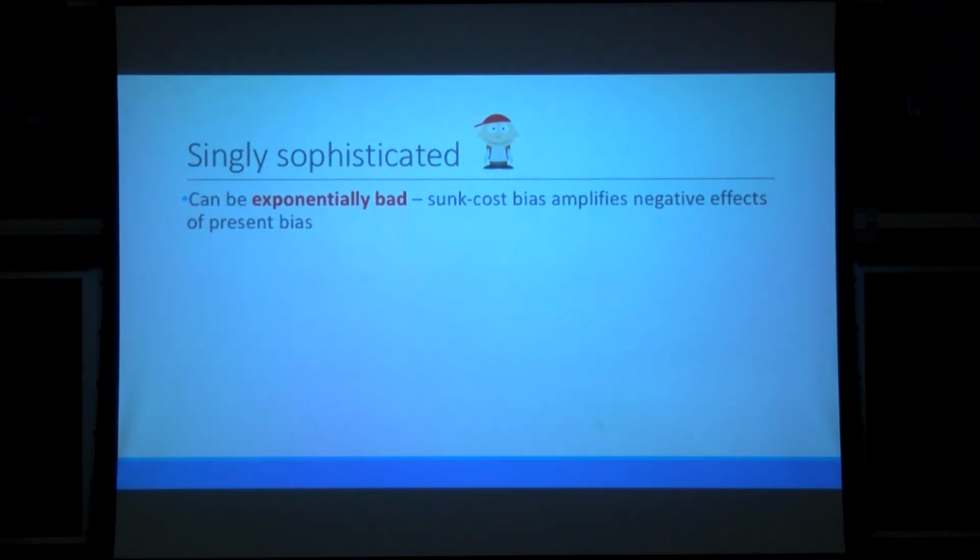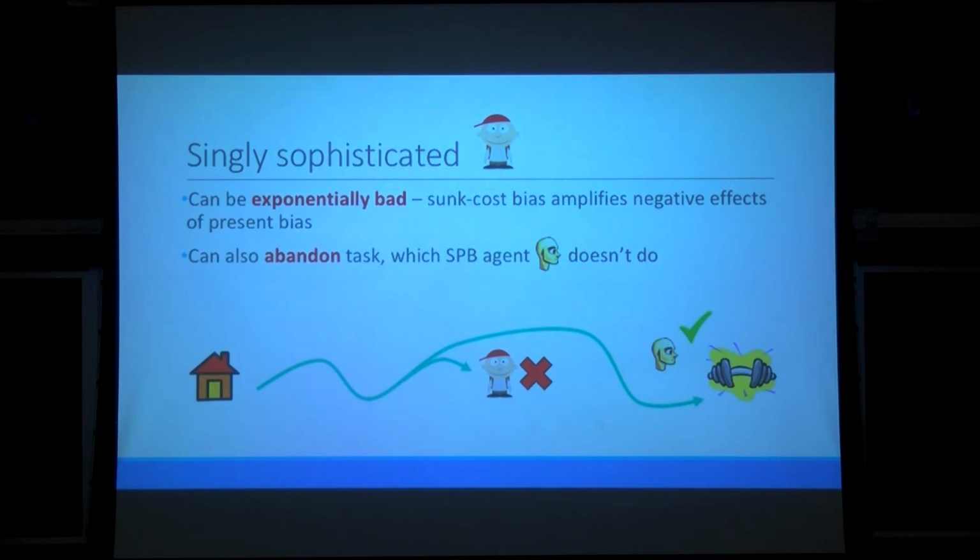What we found really surprising about this singly sophisticated agent is that they can actually do really, really bad things. They can be exponentially bad, they can abandon tasks, and that's not something that agents, if you're sophisticated and you don't have sunk cost bias, that's not something you do. And so our intuition that, okay, sunk cost bias should only make things better because it makes you more likely to get to the target, that's just simply not true. It can actually have these complex interactions that bring in effects that you wouldn't see without. And so this kind of tells us that we have to be careful in our modeling when we look at agents, and we have to be aware of all the biases that they have, really.